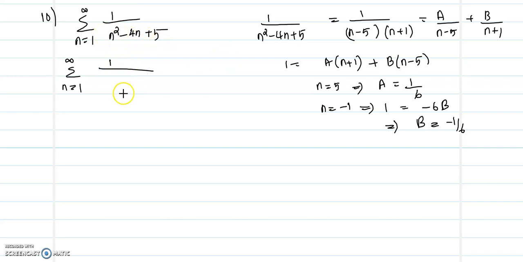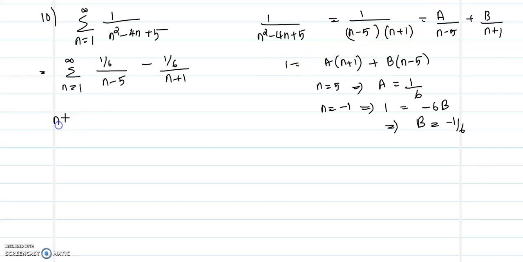1 by 6 by (n minus 5) minus 1 by 6 by (n plus 1), and if we take the denominator, this will be equal to 1 by (n minus 5) into (n plus 1). So the points of discontinuity are 5 and minus 1.